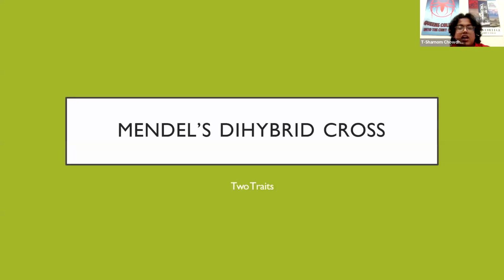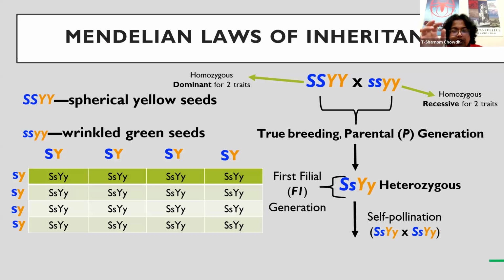So dihybrid crosses, two traits. When you have a dihybrid cross for two traits, it's the same process. Here, the two traits were the color, yellow or green, and the structure of the seed, spherical or wrinkled. You had homozygous dominant for both traits, so spherical yellow, and homozygous recessive for both traits, wrinkled green. When they combined both parents, you obviously had children that were all spherical yellow, but they're heterozygous for both traits.